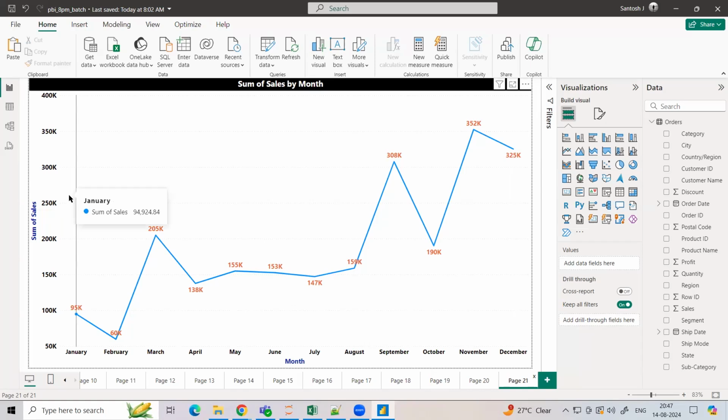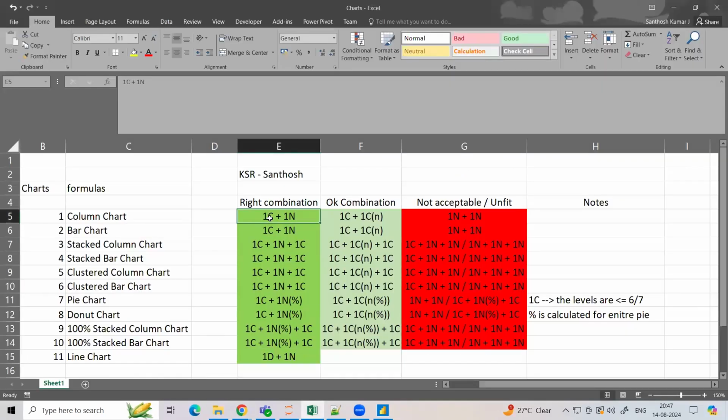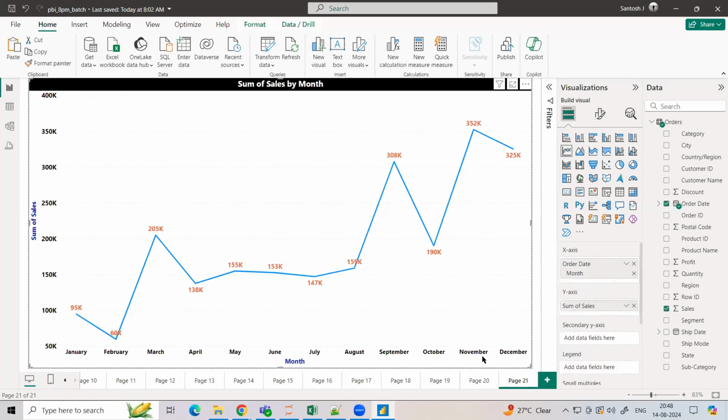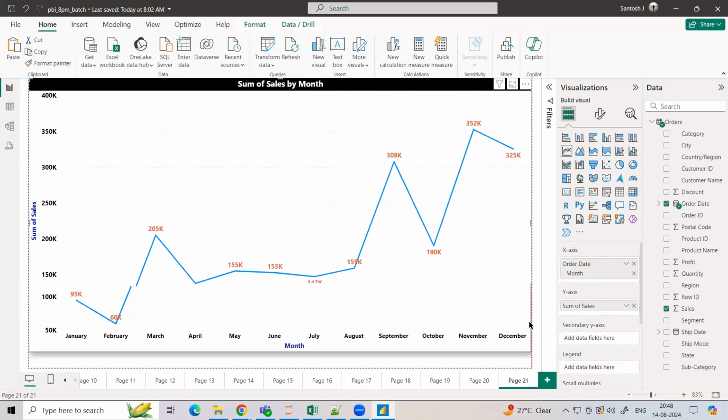Was he correct? January, February, March is actually a text categorical data. This is a numerical data. So why can't you apply your first formula to this chart? Why do you have to go with line chart? This is not D. This is still the categorical data. Was he correct? Yes, sir. From the chart perspective, he is correct. This is categorical data. This is numerical data. He is correct.